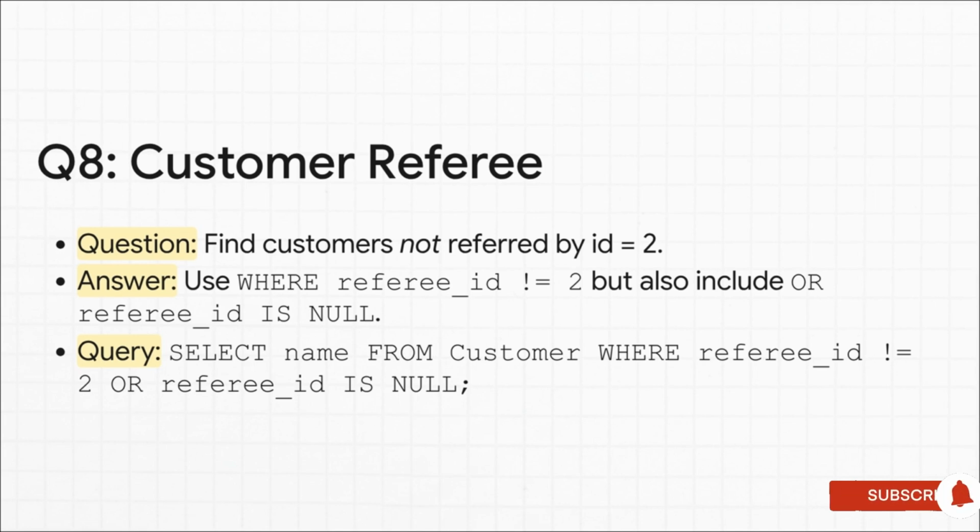See, in SQL's world, null doesn't equal 2, but it also doesn't not equal 2. It's just unknown. So to get it right, you have to be explicit and say WHERE referee_id not equals 2 OR referee_id IS NULL. That covers every possible case.